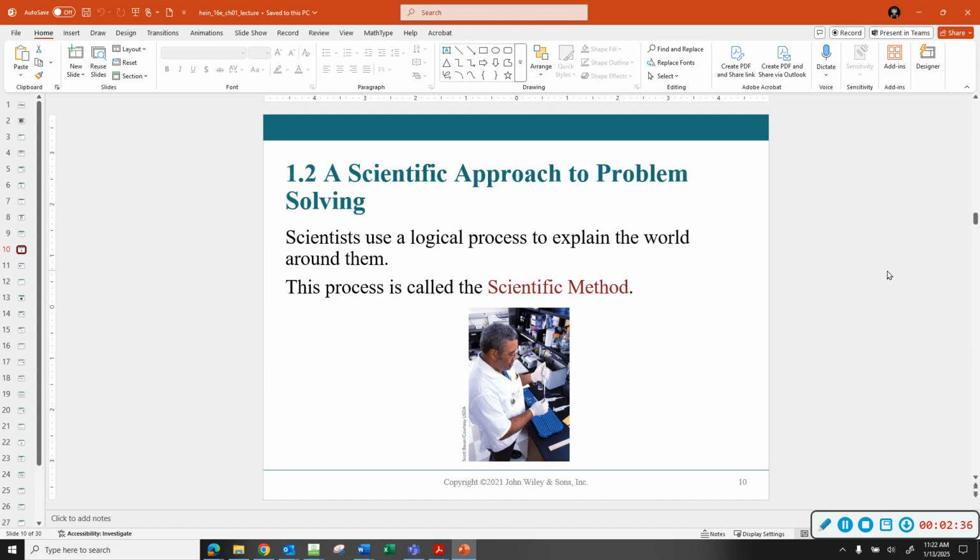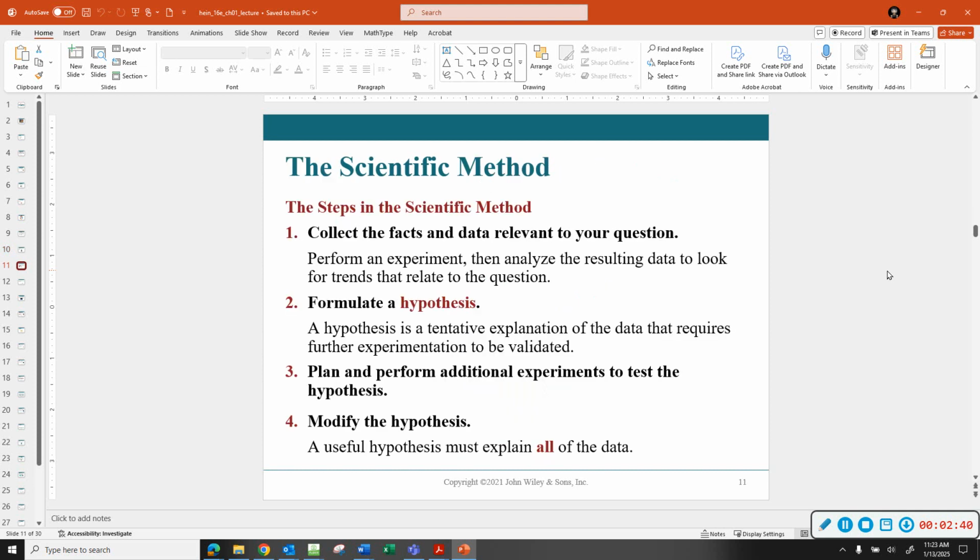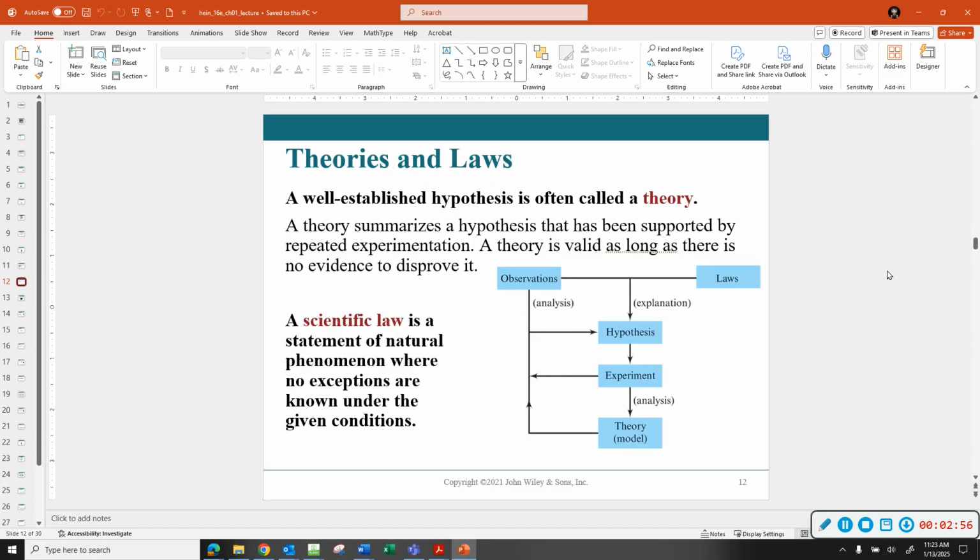So number 2, the scientific approach to problem solving is called the scientific method. Here are the steps. You observe, typically something that you want to know more about, or you're questioning it. You form a hypothesis. You form a test to test that hypothesis. You might modify the hypothesis as you go along, and retest until you eventually get to a theory. Okay? This would be a really good picture to put.